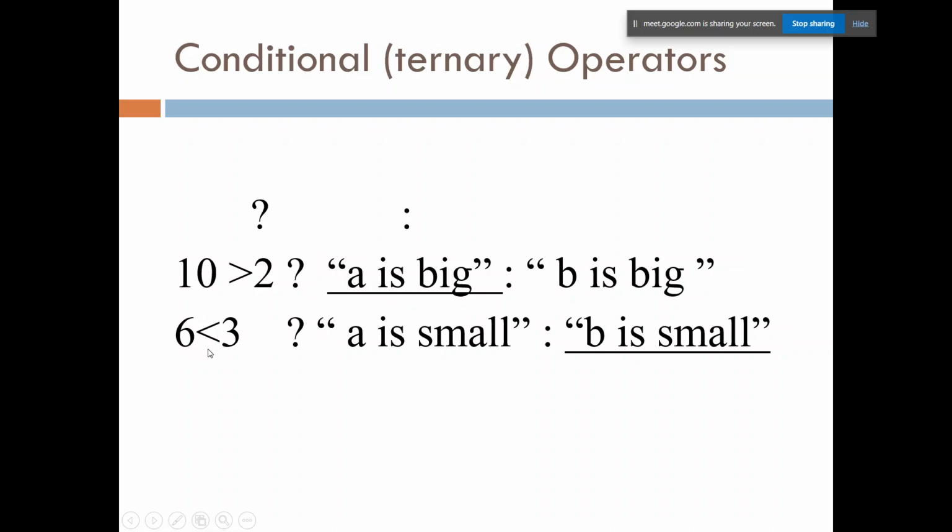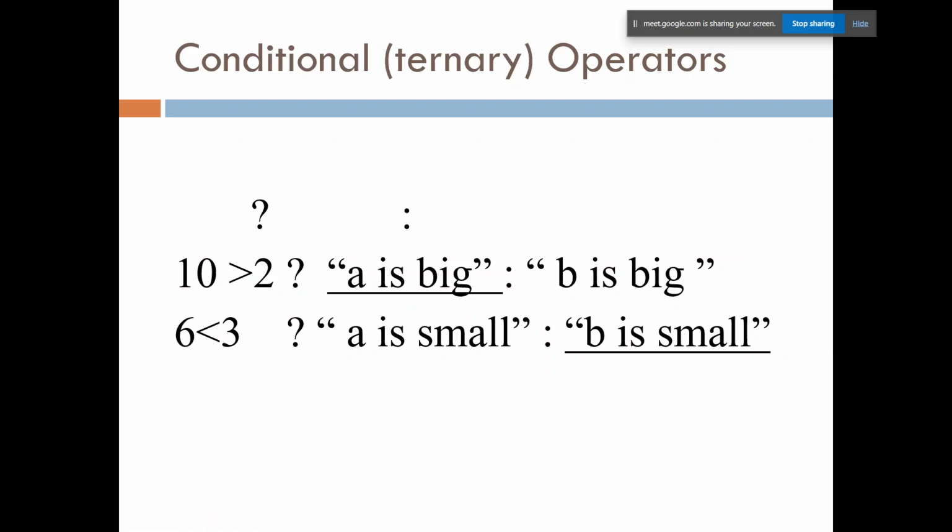So here I gave another condition. 6 less than 3. True or false? False. False means it will go to this colon, and whatever is here after the colon will be executed. That is, B is small will be executed.